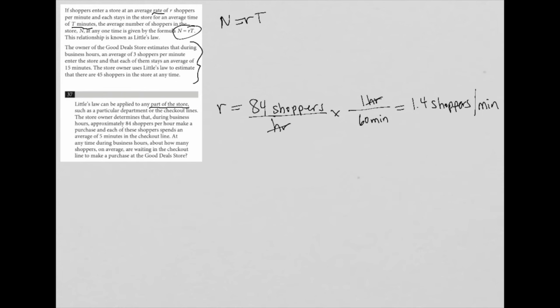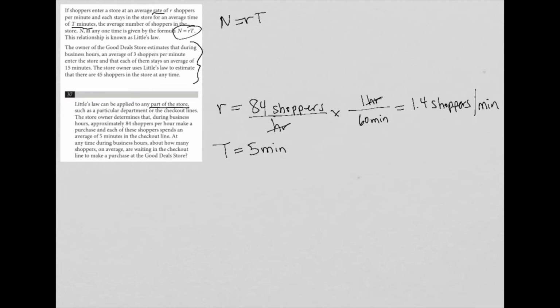So then it says that they spend an average of 5 minutes in the checkout line. So there's my T value. So T is equal to 5 minutes. At any time during business hours, about how many shoppers on average are waiting in the checkout line to make a purchase at the Good Deal store?